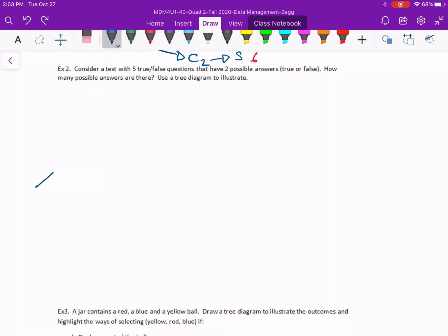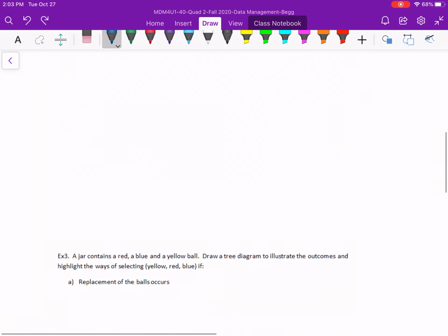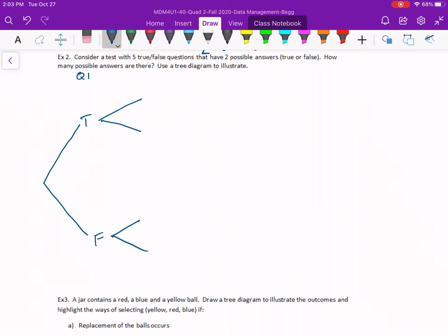Let's draw it like this. So true, false, that was my first choice. That was question 1. Whether I chose true or false on the first question, I still have 2 choices. I've got true or false. So if I got true on the first question, it's still true or false on the second question. And if I chose false at first, I still have true or false.